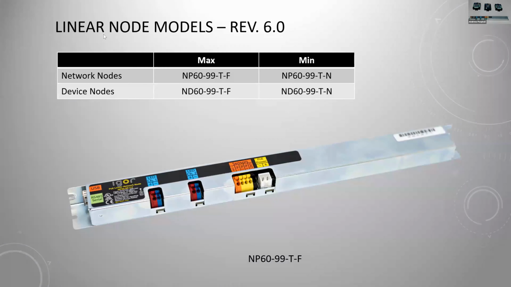Okay. All right. So with the Rev 6 linear node models, we don't have quite the variety that we do in the Rev 5. We decided to just go with a max and a min version of each for both the network and device nodes. So kind of 4 total versions, at least of the non-emergency versions, versus roughly 6 of the Rev 5 nodes.